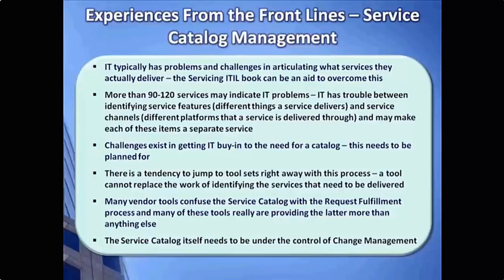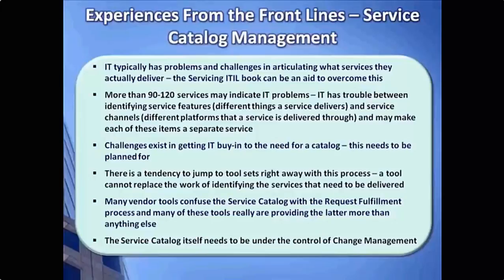Most large organizations truly do not deliver as many IT services as IT thinks they deliver. A lot of times what's happening there is that IT is again confusing requests. Remember, requests are transactions against a service, and calling each one of those a service. Or they might be confusing each application and calling each application a service. Or they're confusing how the service is delivered. I use the term service channels here, and calling each one a separate service.